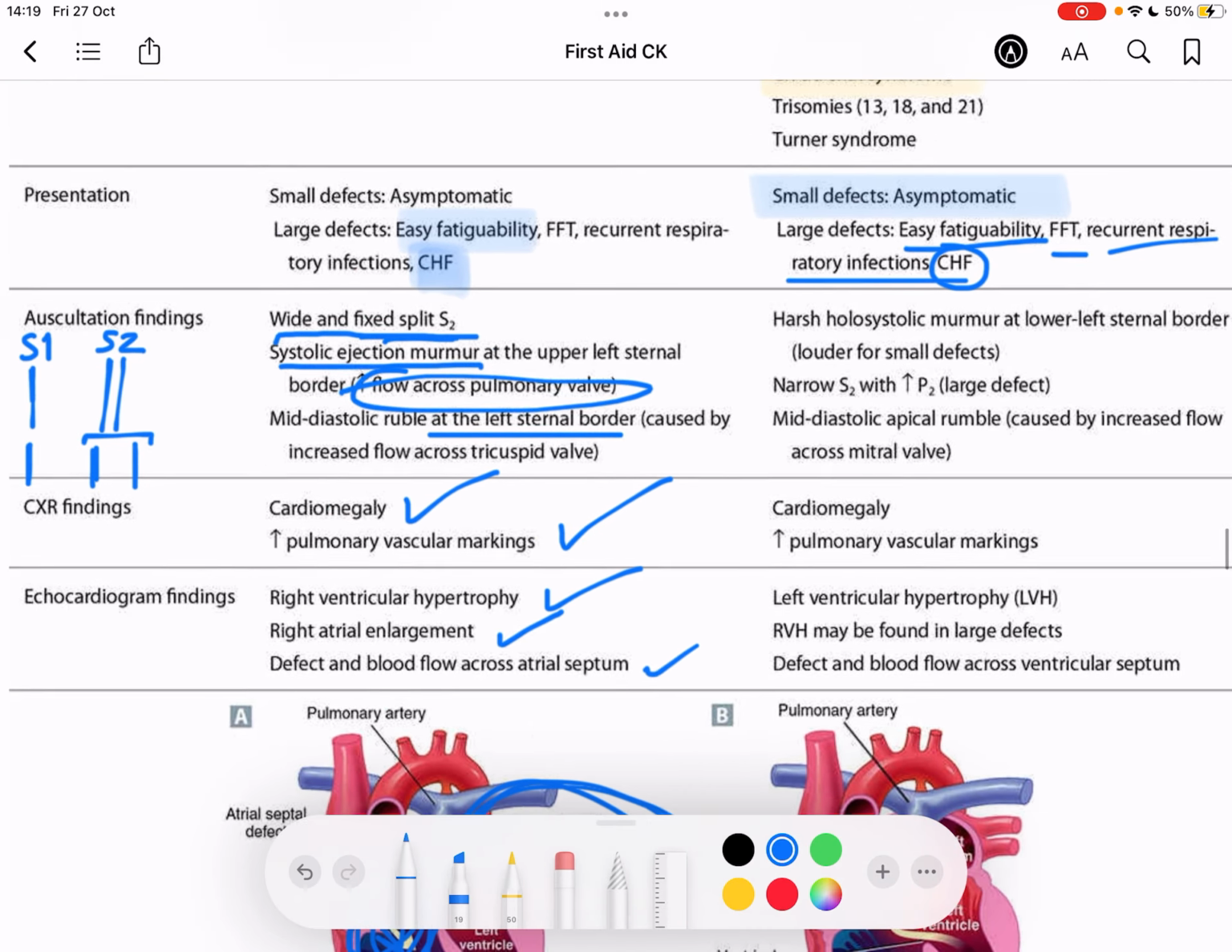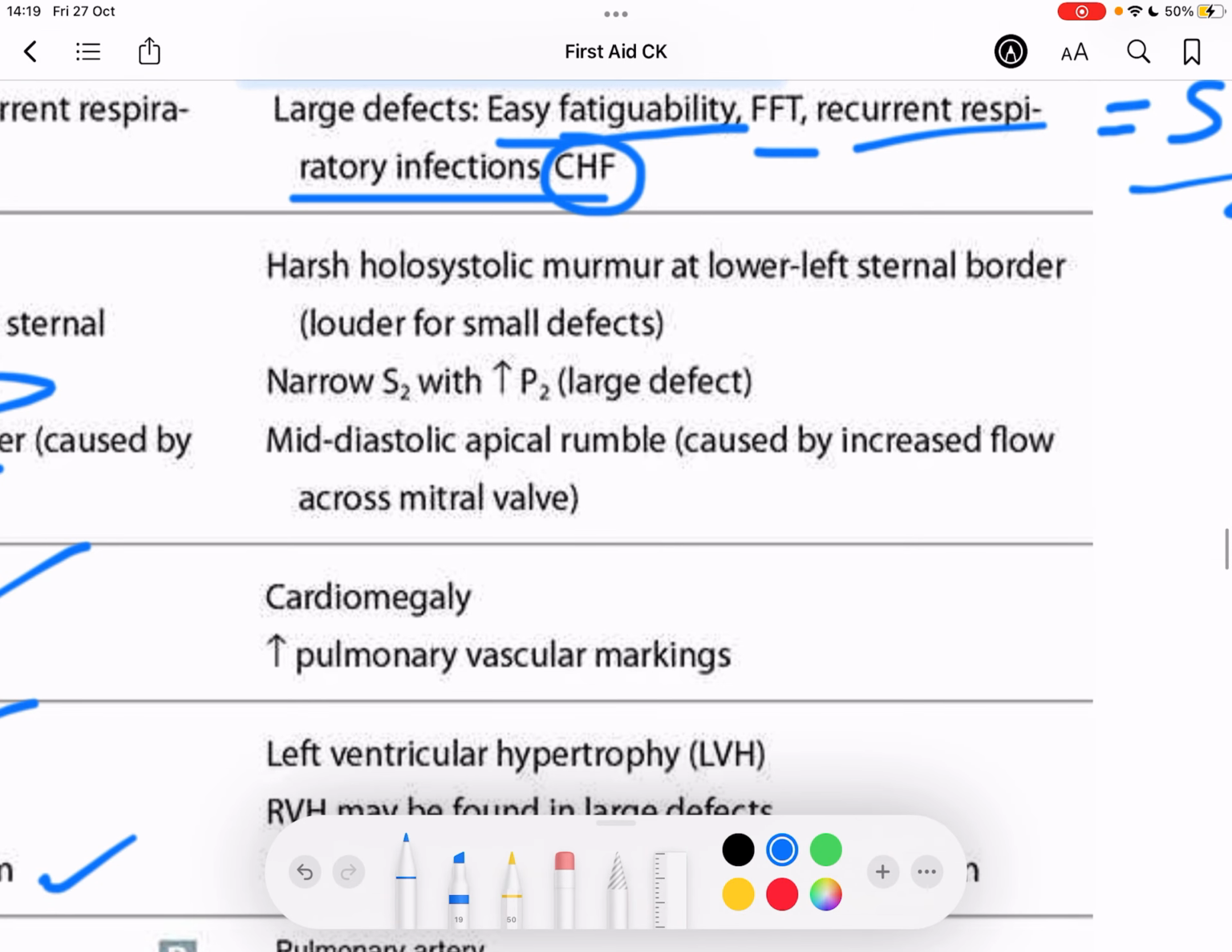In terms of your auscultation findings, we hear a harsh systolic murmur at the left lower sternal border, okay? And as I said already, louder for smaller defects. We see a narrow S2, okay? Maybe with an increased pulmonary valve closure sound. And we may even have a mid-diastolic apical rumble due to increased blood flow across the mitral valve, okay? Why is there increased blood flow across the mitral valve?